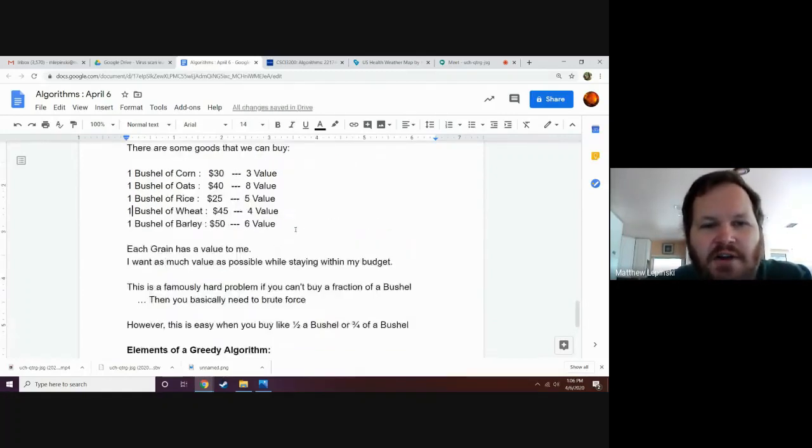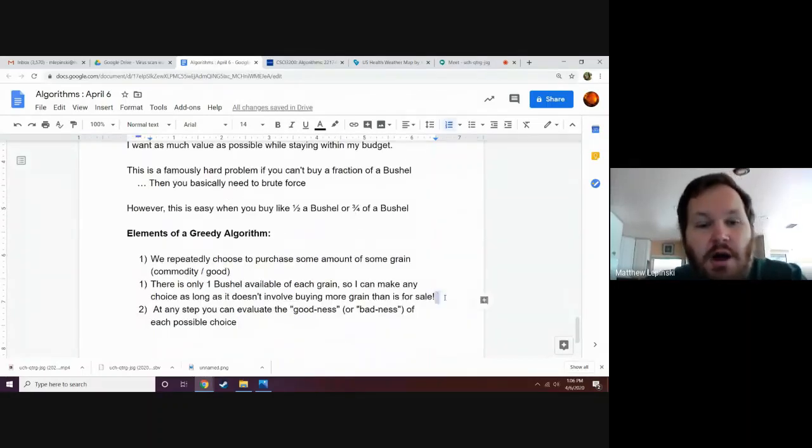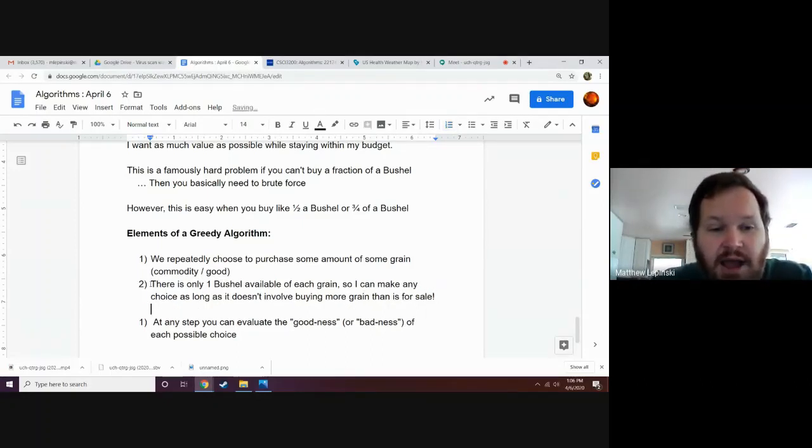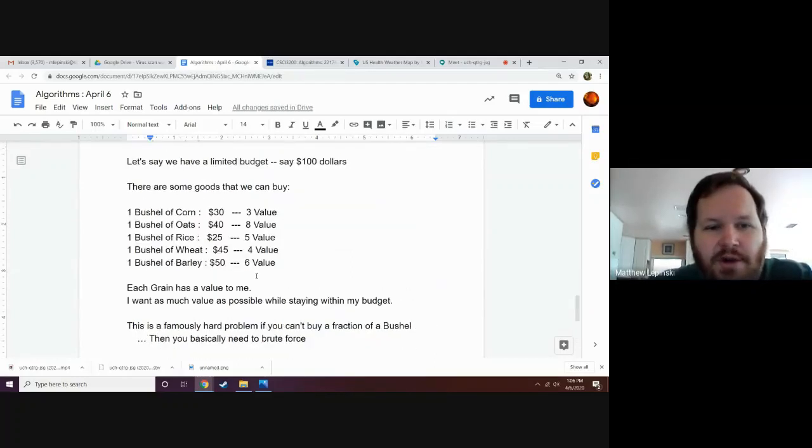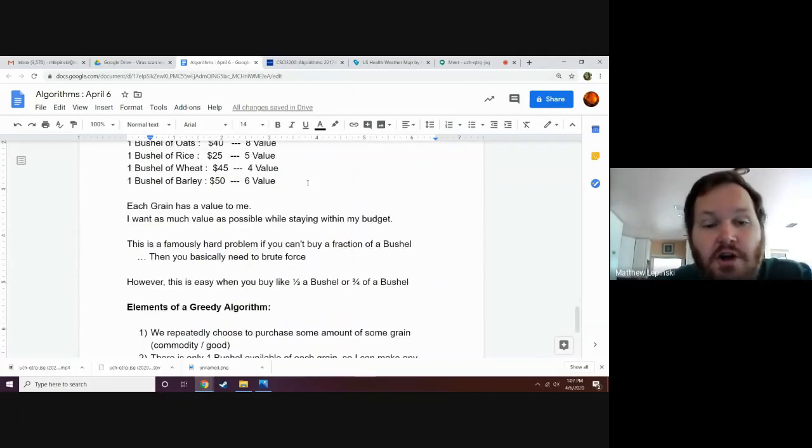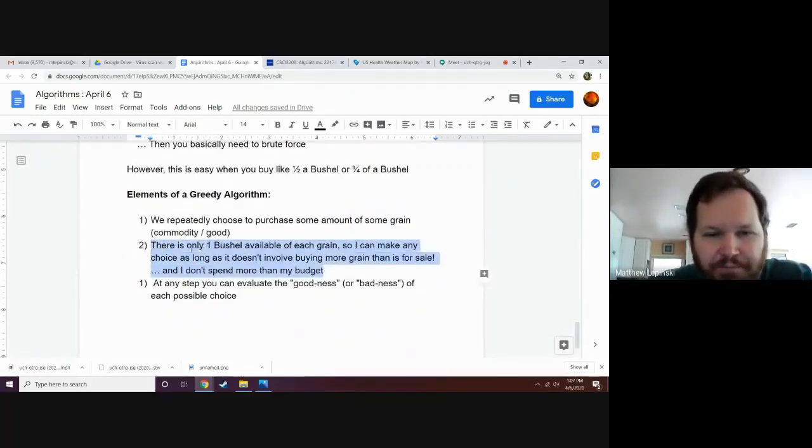So I've got some limitation on how much product is available. I can't make a choice that involves buying more grain than is available at the market, and I can't make a choice that involves spending more than my $100. Those are my feasible choices.